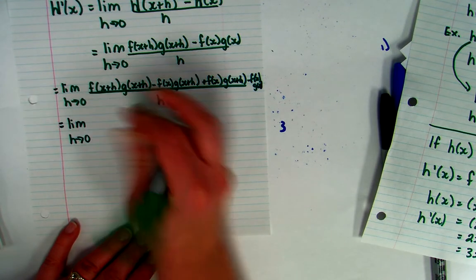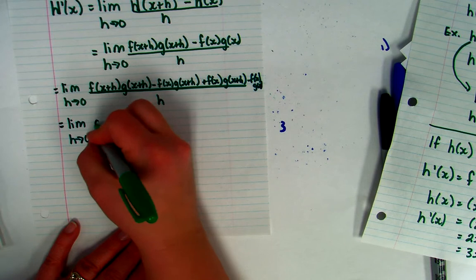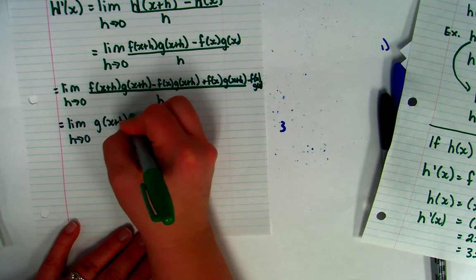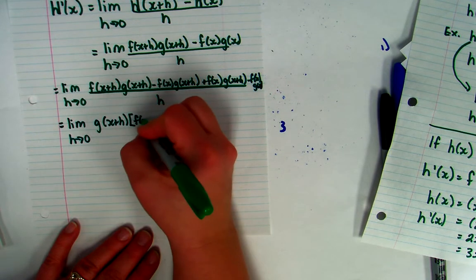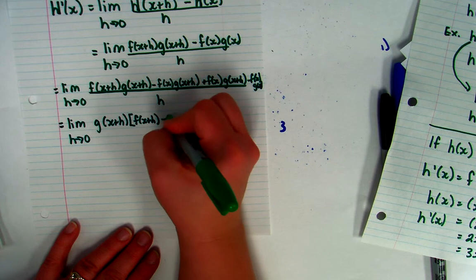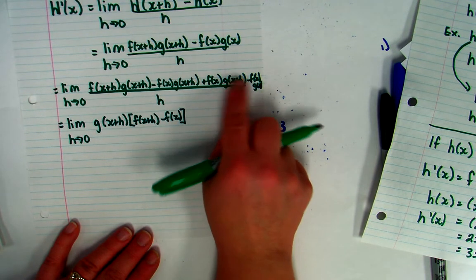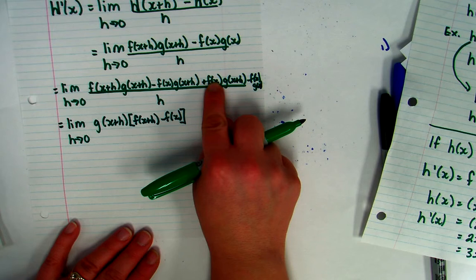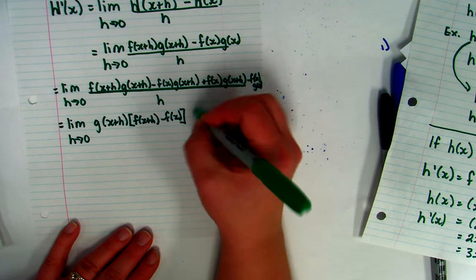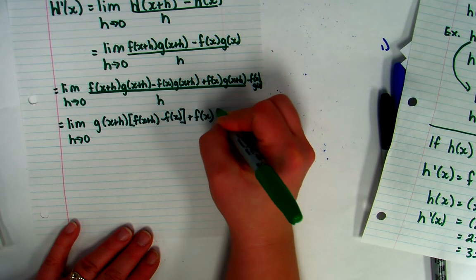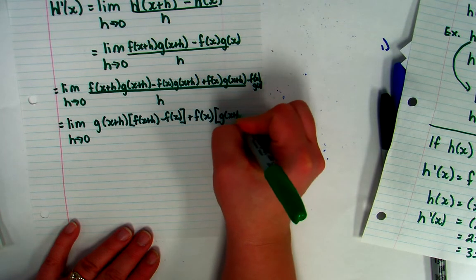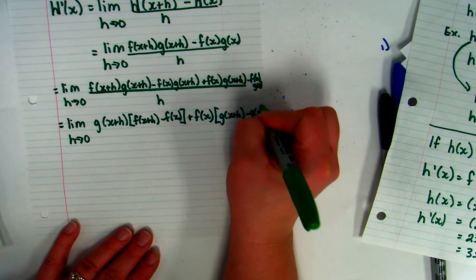So I'm going to common factor it out of the first two. I'm going to take out a g at x plus h, and then I have an f at x plus h minus f at x. The second two have an f at x common. There's an f at x there. There's an f at x there. I'm going to take an f at x out of those two, and I get g at x plus h minus g at x.